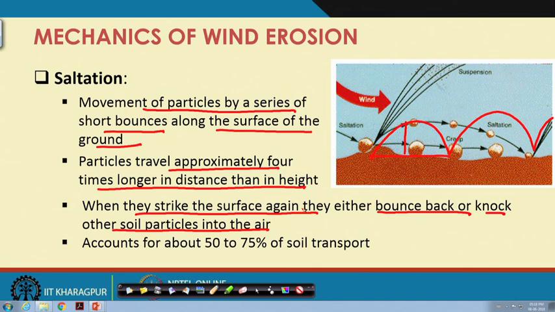So, both phenomena could happen: they fall and bounce back, or they fall on a soil particle and make that particular soil particle bounce. Obviously, it accounts for the maximum of soil transport under wind erosion, around 50 to 75% of the soil transport in wind erosion takes place due to saltation.